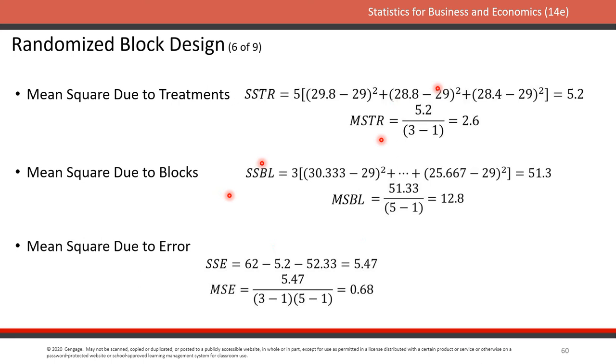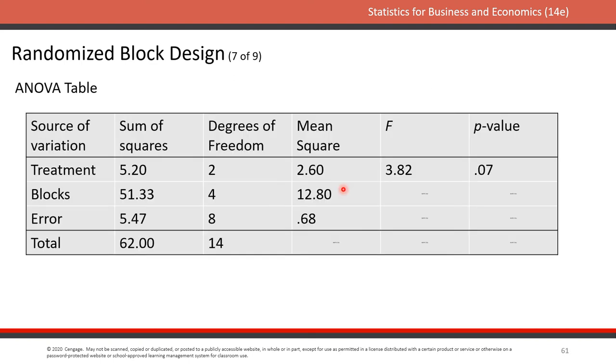And then for my mean squares, for each of these, again, I'm just taking the sums of squares divided by the degrees of freedom. So once I have all these, you'll note that I have 2.6 for my mean squares treatment, 12.8 for the mean squares block, and 0.68 for the mean squares error.